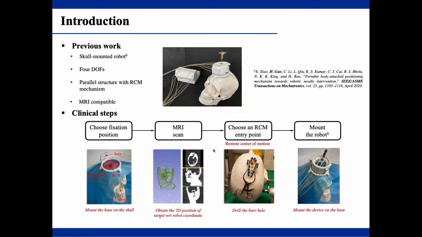And for our robot, the clinical steps are shown in this diagram. Firstly, we need to choose a fixation position to mount the base on the skull and do an MR scan to obtain the 3D position of the target, choose an RCM, and drill the burr hole. You can also view the RCM as the burr hole. Finally, we need to mount the robot on the base. Okay, the RCM is the keyword for this paper.